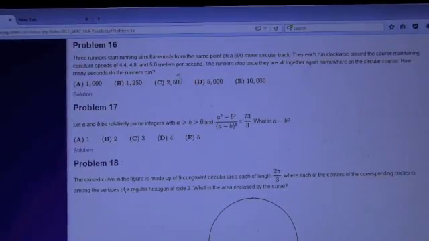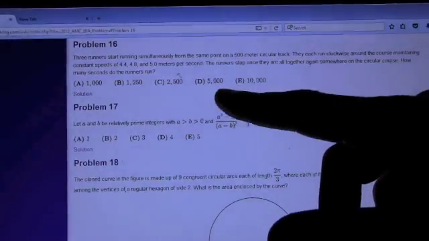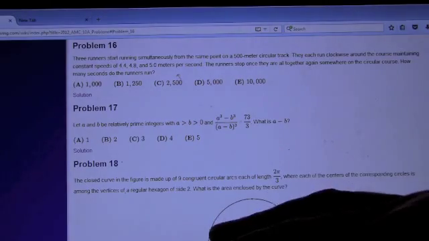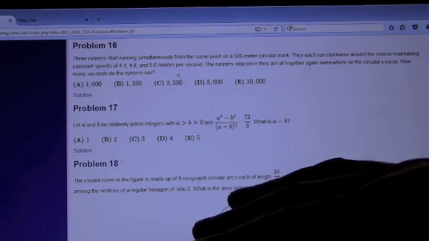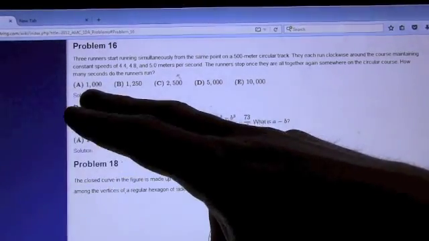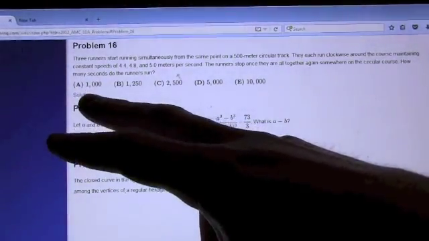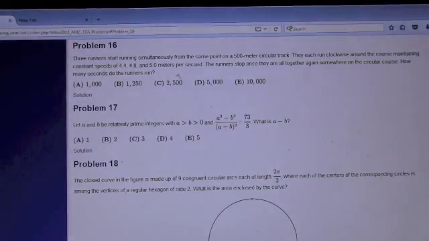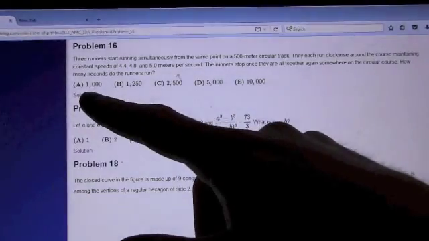Okay, so what I want to do is go back to the choices on this problem. Let's say you were doing this problem and you were totally stumped. Like you just didn't know what to do. How could we tell that 1,000 seconds is not a time when they're all together? What could we do to see if they were all together at 1,000 seconds?